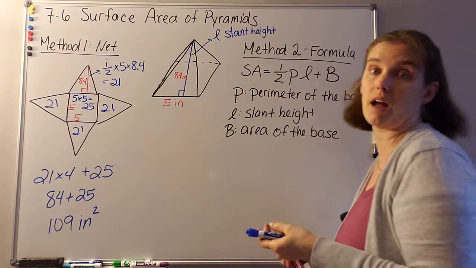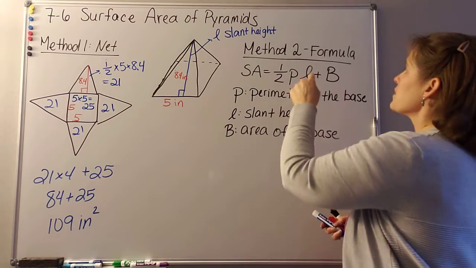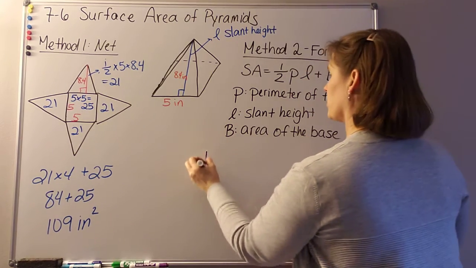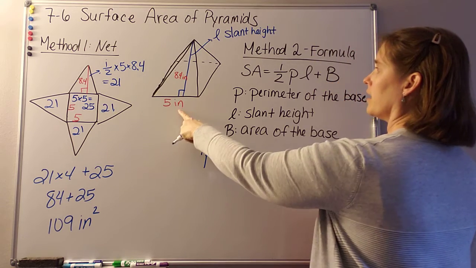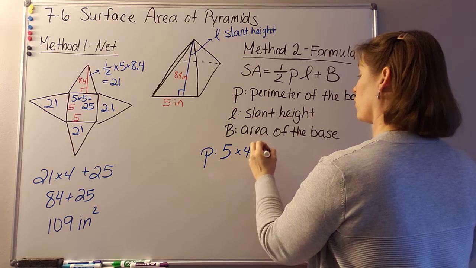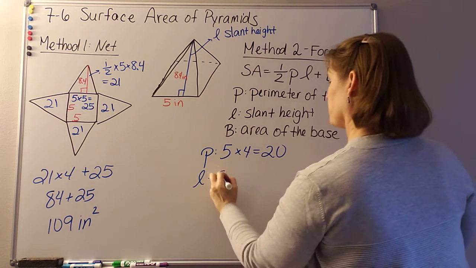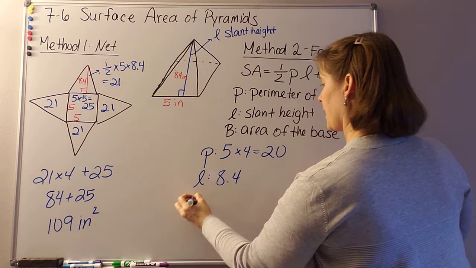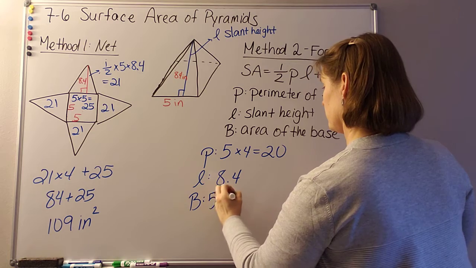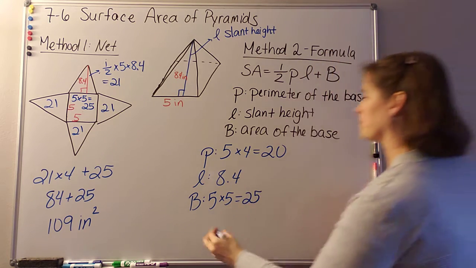So that worked out pretty nicely. I mean, it was nice that we had 21 show up as an area for the triangle. But now, let's say we want to do it with the formula. Well, we've got to find the perimeter of the base. Each side length is 5, so it's 5 times 4, because there's 4 of them. It's 20. Slant height, 8.4. Area of the base, well, 5 times 5. So you got 25. Now plug into your formula.